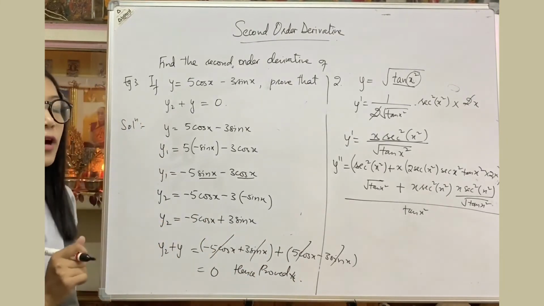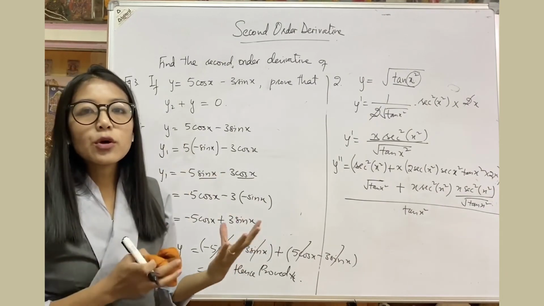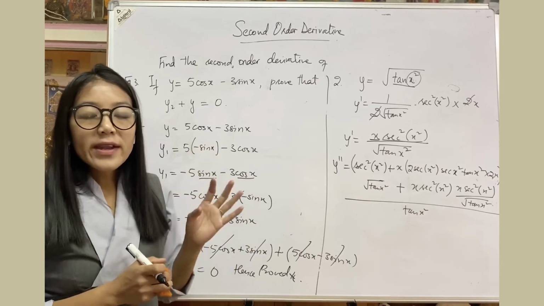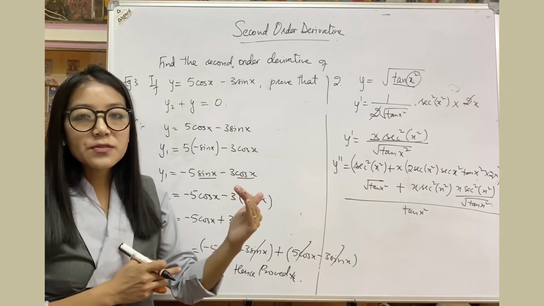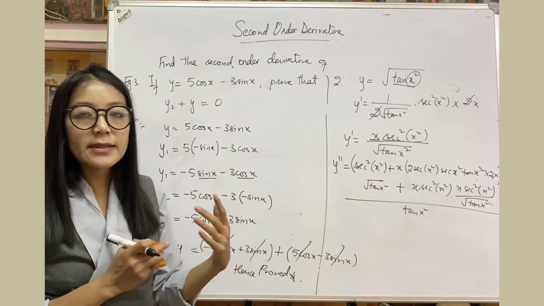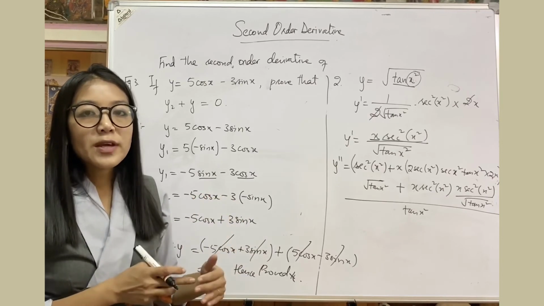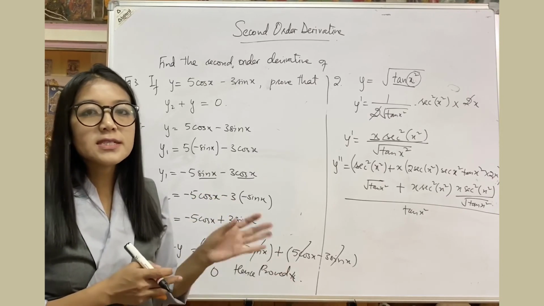So this is how you have to do it. The only thing you have to know is how to find the second order derivative. First you differentiate the given function once, from which you get the first order derivative, and then you differentiate the first order derivative again with respect to x to obtain the second order derivative.